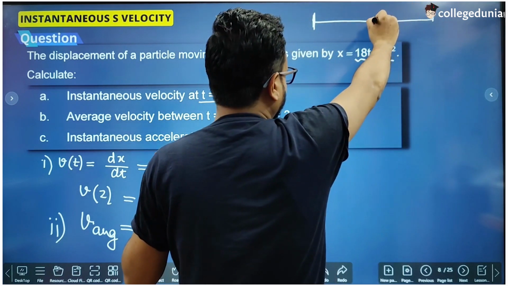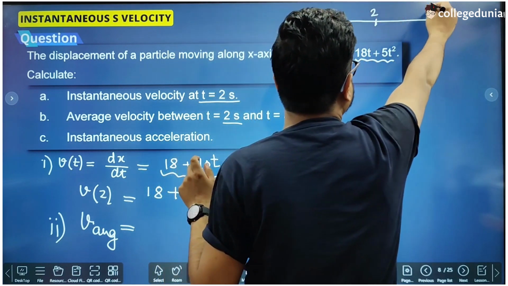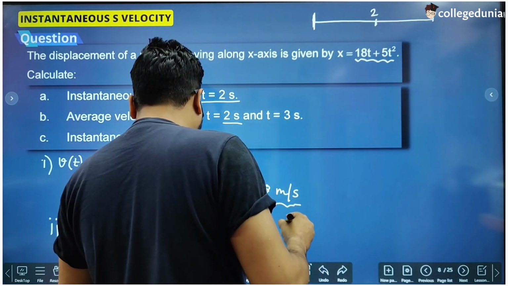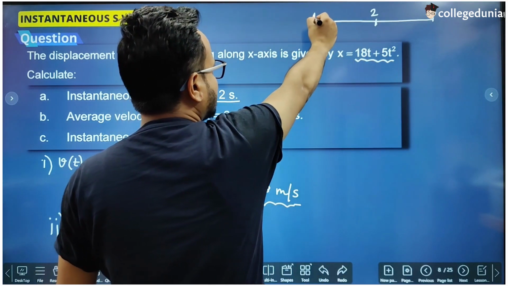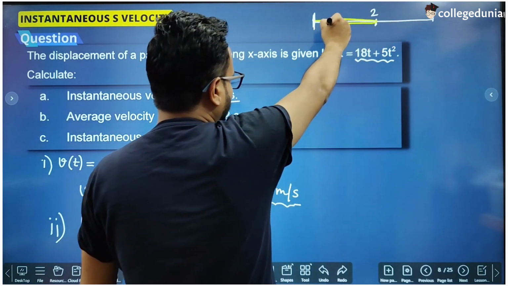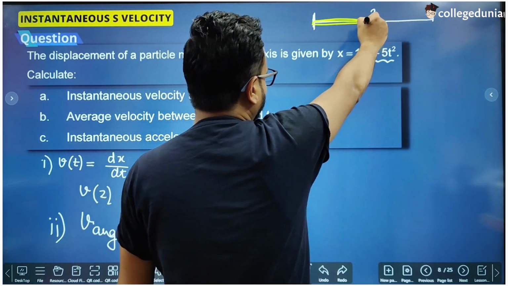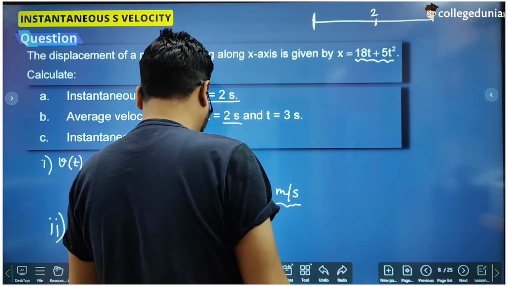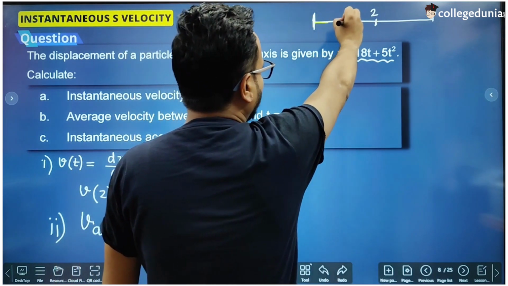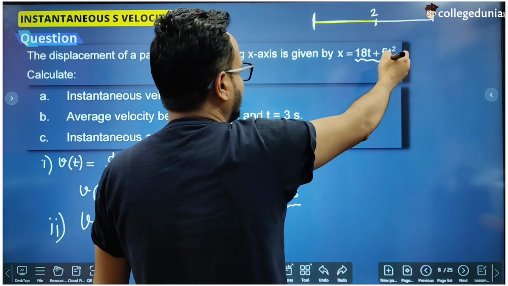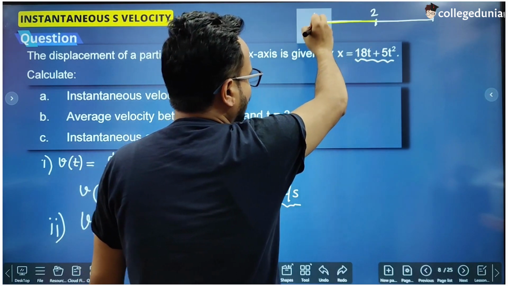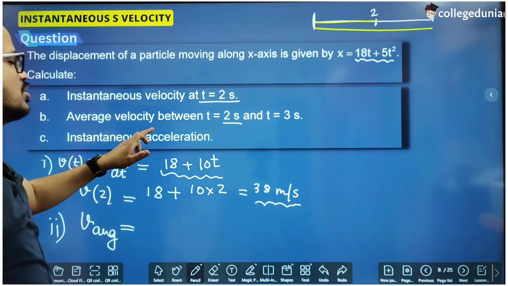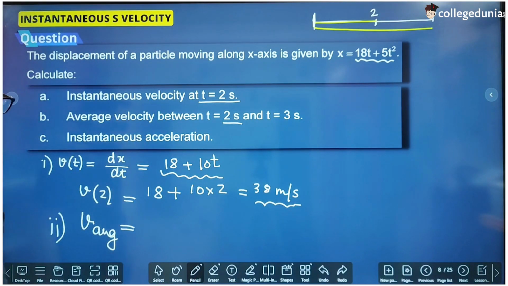And this is t equal to 2 seconds and this is t equal to 3 seconds. So when we put t equal to 2 in this equation, we are going to get this distance, that is the displacement of the body at t equal to 2 from origin, and when we put t equal to 3 in this equation, we are going to get this whole. But we have to find the average velocity between t equal to 2 and 3 seconds.